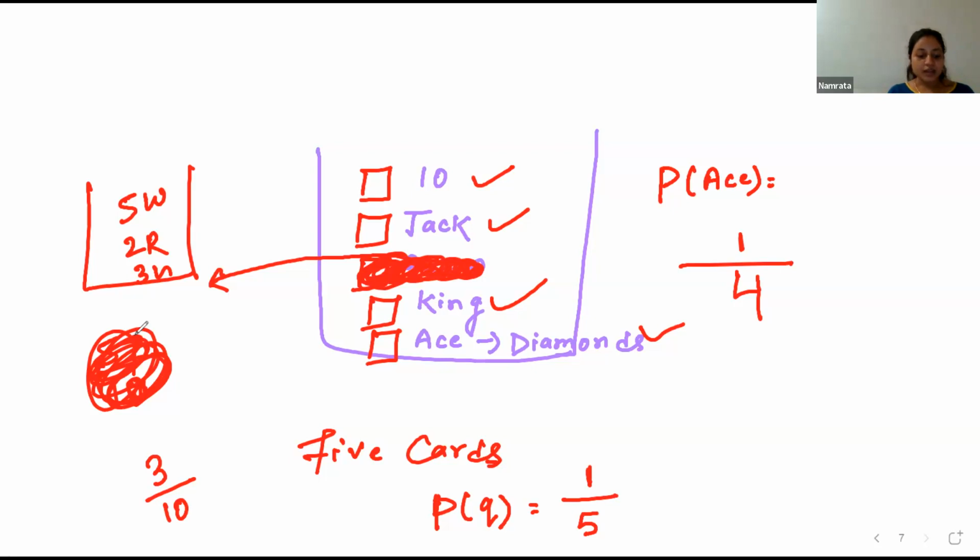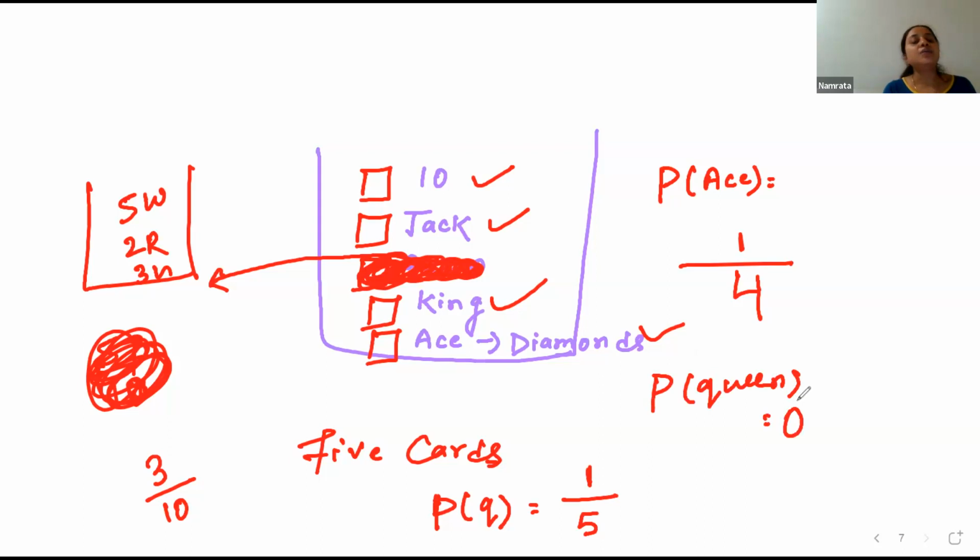Yes, ma'am. Now the next one says, if the queen is drawn and put aside, that means queen drawn and put aside, what is the probability that the second picked card is a queen? So is there any queen? No. What will be the probability of getting queen again? 0. That is an impossible event.